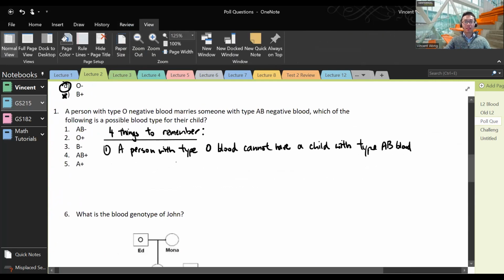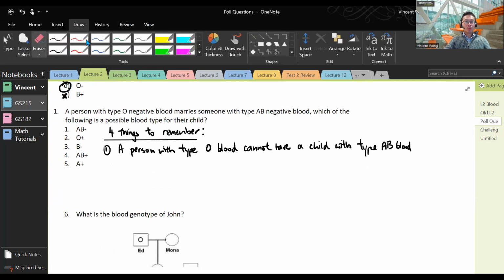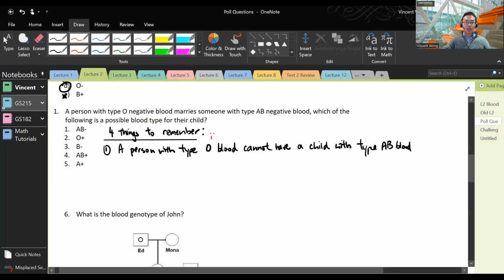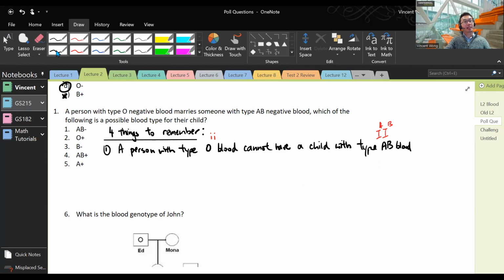Doesn't matter who you marry. Because if you are type O blood, you are little i, little i. In order to have an AB kid, the kid would have IA and IB. That means you need to contribute either an IA or IB. But if you are type O blood, you do not have those alleles. Therefore, you will not have a child with AB blood. That is important to remember and understand.